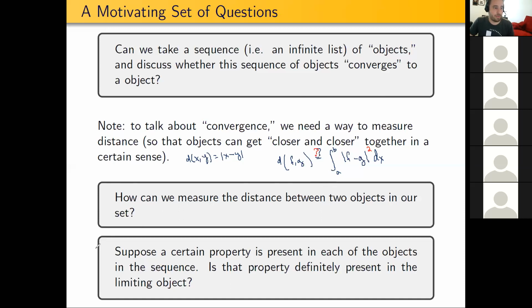Finally, always an important question: suppose that a certain property is present in each of the objects in our sequence. So we still have a sequence of objects converging to some limit object, and suppose each of these objects has a certain property. Is that property definitely present in the limiting object, or in that limit object?